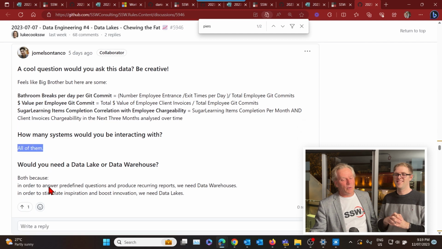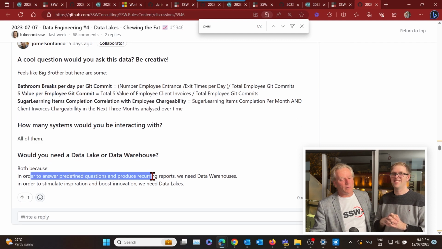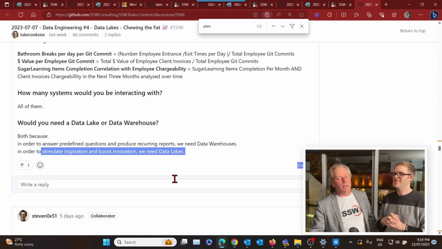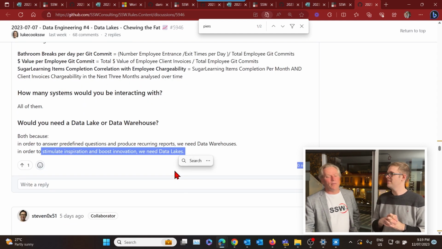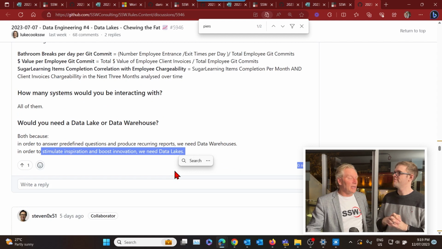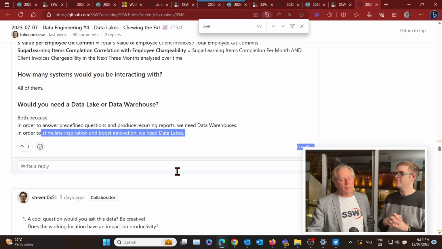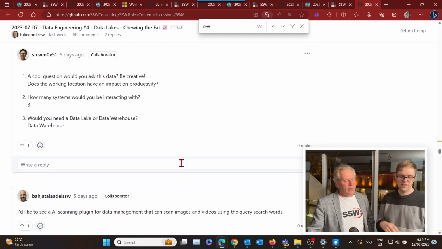How many systems? All of them. And what do you need? Both. Because in order to answer predefined questions, we need the data warehouse. In order to stimulate inspiration and boost innovation, we need a data lake. Yeah, if you want to have a data scientist and you want to have insights into stuff you don't know you could have insights into, you need a data lake. All right. Is there any other cool bits and pieces?